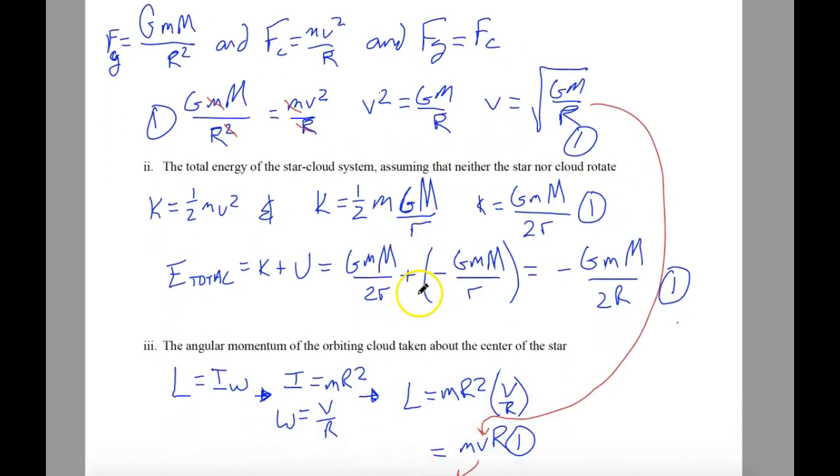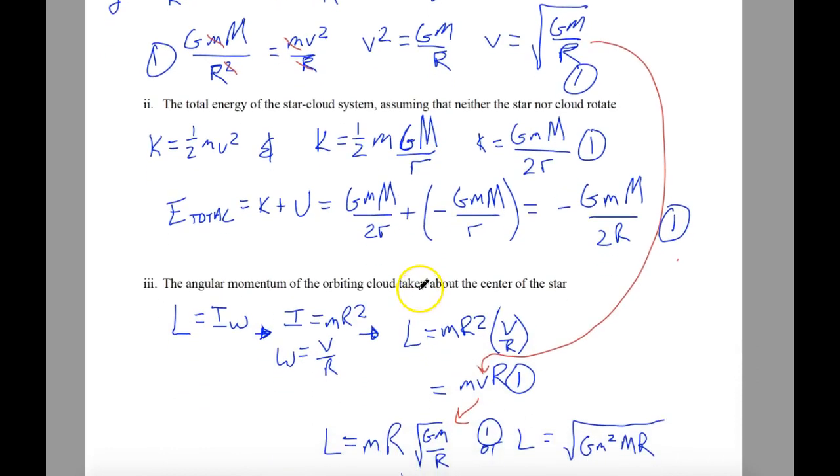The total energy of the star-cloud system is what we have to find next, assuming that neither star nor cloud rotate. So here we go. Kinetic energy is one-half m v squared. We plug in the equation for velocity that we had. So here's the v squared going in here. Now we're going to do some rearranging, and we get this. Now, remember, capital R's. So I'm going to go back and put in capital R's for everything since that's what it wants.